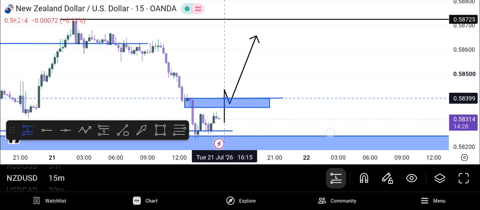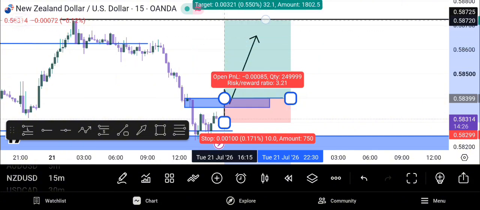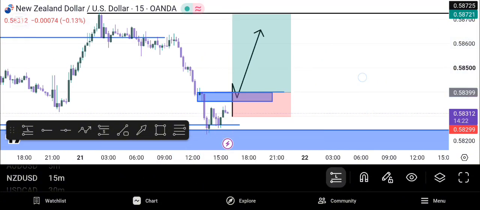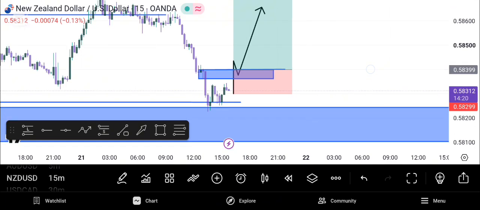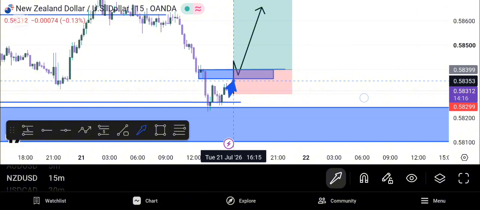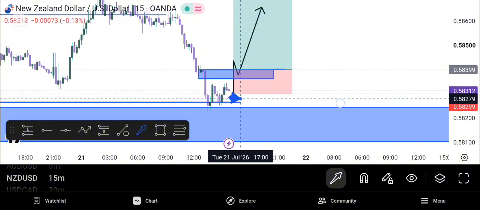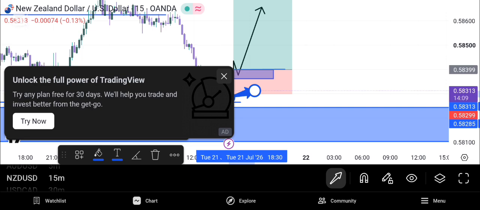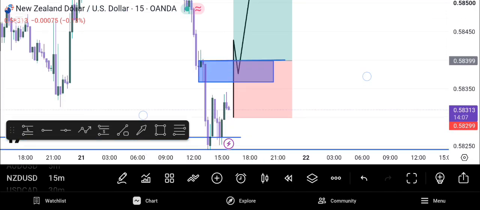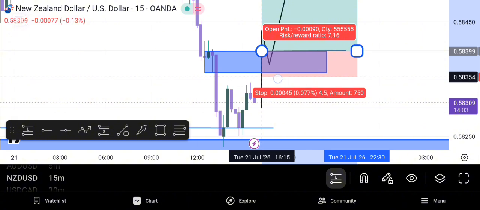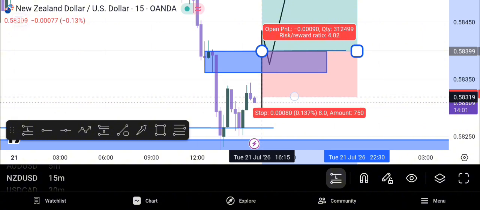I'll be buying NZDUSD. So this is how I'm going to be trading it. I'll have like a 1:3 risk to reward. Now depending on how the candles play out here, I can refine or reduce my stop loss. What I actually mean is, depending on how the candle closes, I can bring it right up to this level, or maybe take it down a bit.